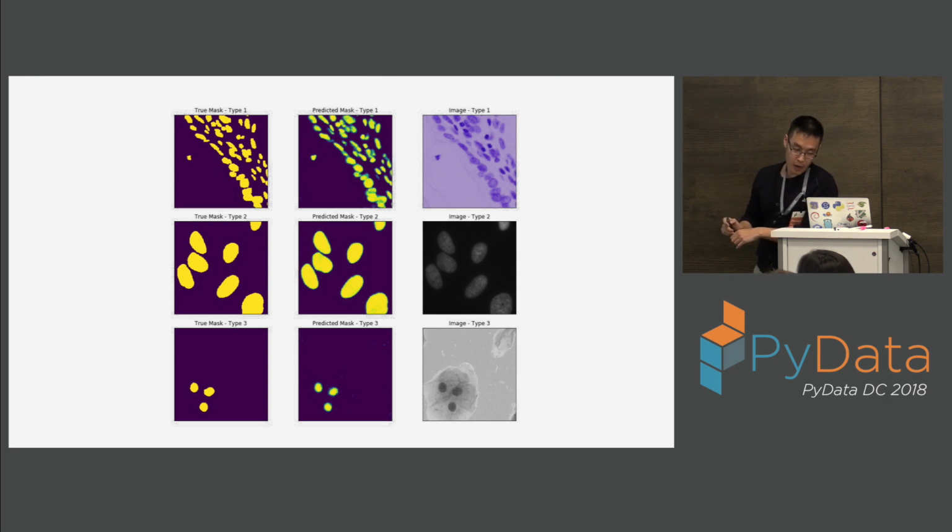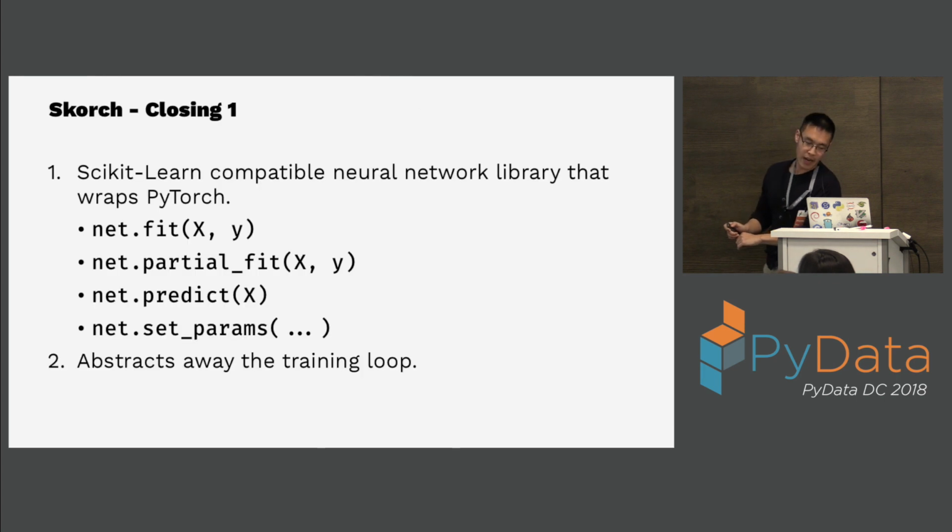So in closing, Skorch is a scikit-learn compatible neural net library. We went through fit, partial fit, predict, set params, and because it has set params, you could do grid search and random search CVs, using scikit-learn's random search and grid search to search for hyperparameters for your module. Also, since it supports fit, you could use pipelines as well, as we saw in the first example.